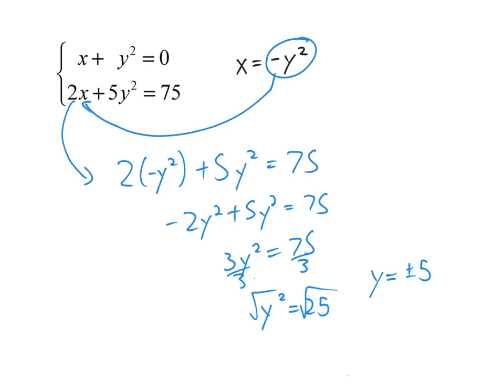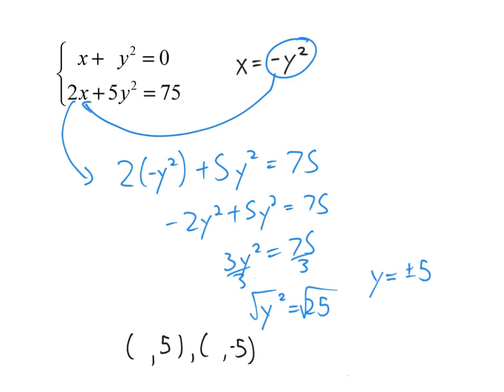Now, in order to get my x values, I've got to plug plus or minus 5 into my original equation again. But before I do that, I know that my answers are going to be in the form of points. And there's going to be 2 points since I have 2 y's. One of the y's is going to be 5. The other one is going to be negative 5.